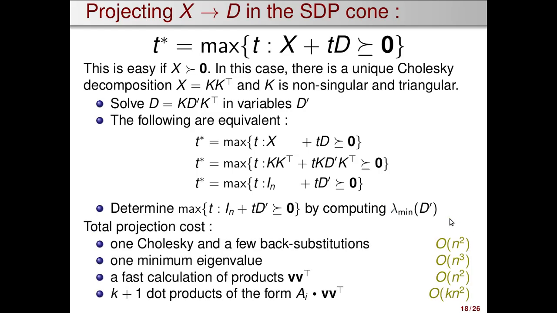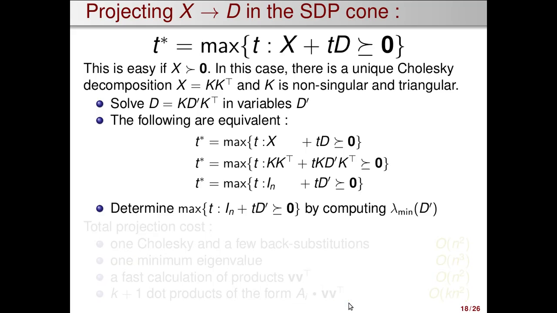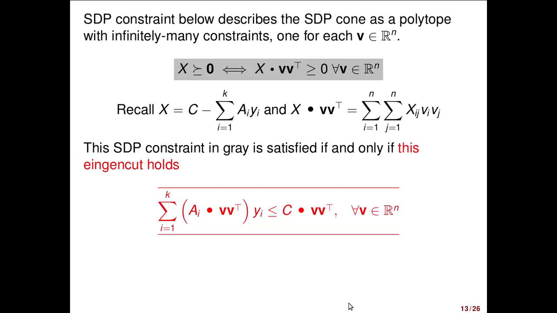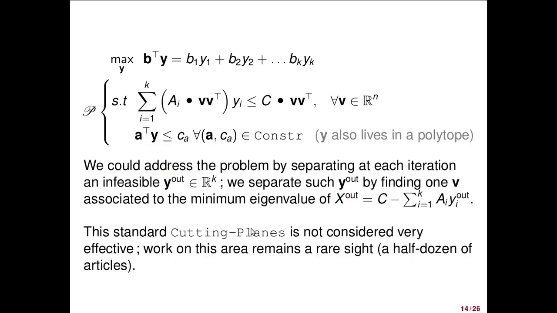What is the total projection cost? One Cholesky and a few back substitutions, one minimum eigenvalue. I need to compute products V V transposed and also K plus 1 products of this form, because I install eigencuts of this form. So once I determine a V, I need to compute V V transposed, and then this is a dot product, and I have K dot products here also.